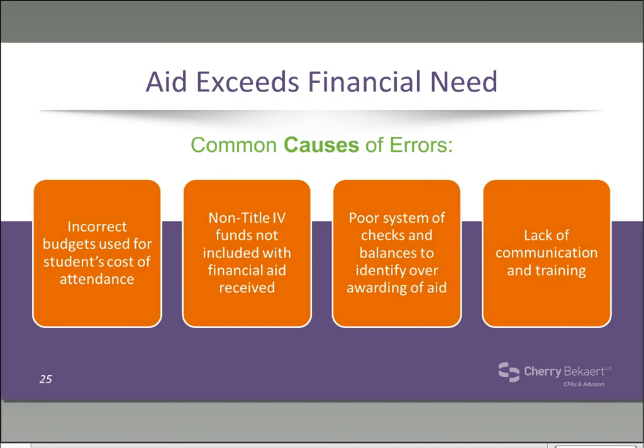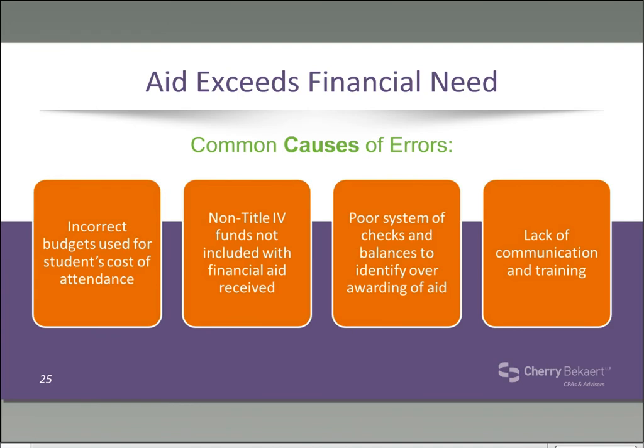And sometimes the cost of attendance that is set up in the system is incorrect based on what the student is actually enrolled in. That's something that we're checking as part of the audit process. We recalculate the cost of attendance based on the information we receive on exactly what the student is enrolled in.